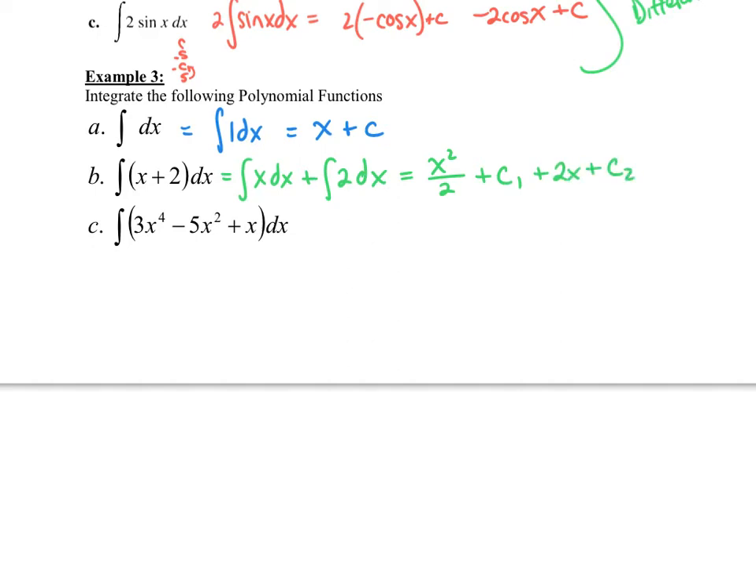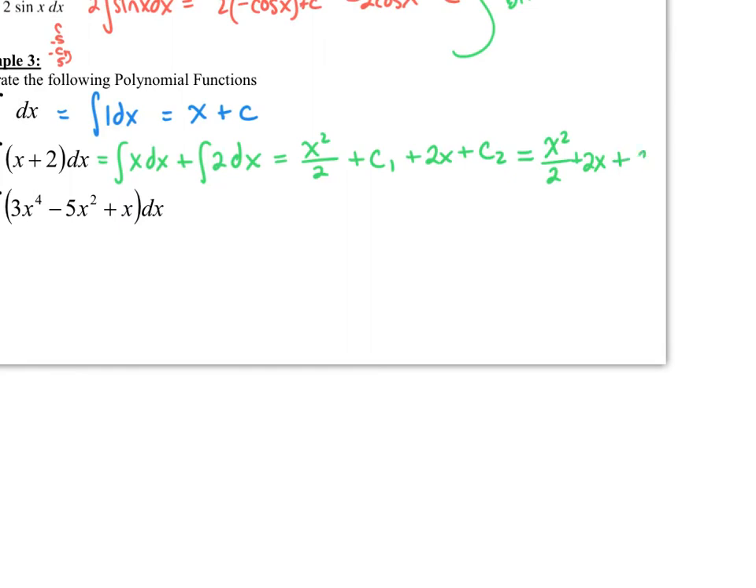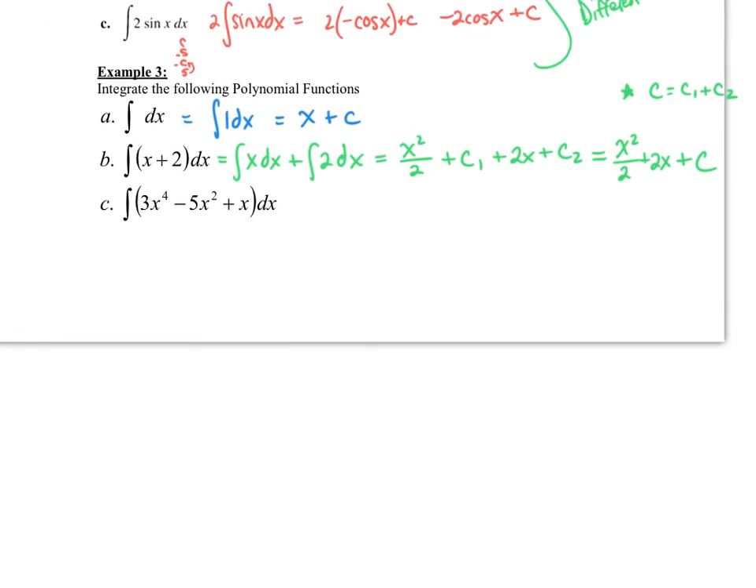Notice I labeled my C1 and my C2 just differently so that I could see that I've added the constant for each one of these. But you can actually, in general, just combine these and rewrite it as a single constant. So your final answer can look something like this. All right, so in this case, C is equal to C1 plus C2. And that is always allowed. You don't see people usually writing them separately, so I just want to show you that one time.